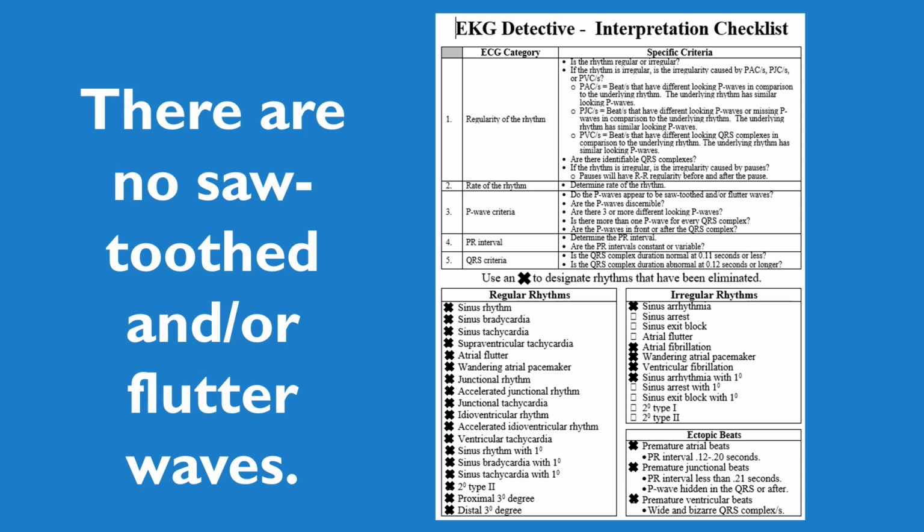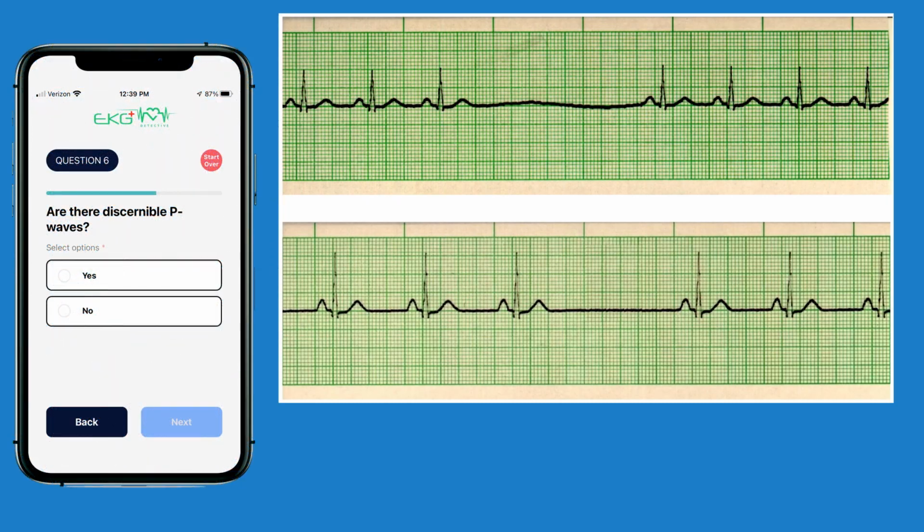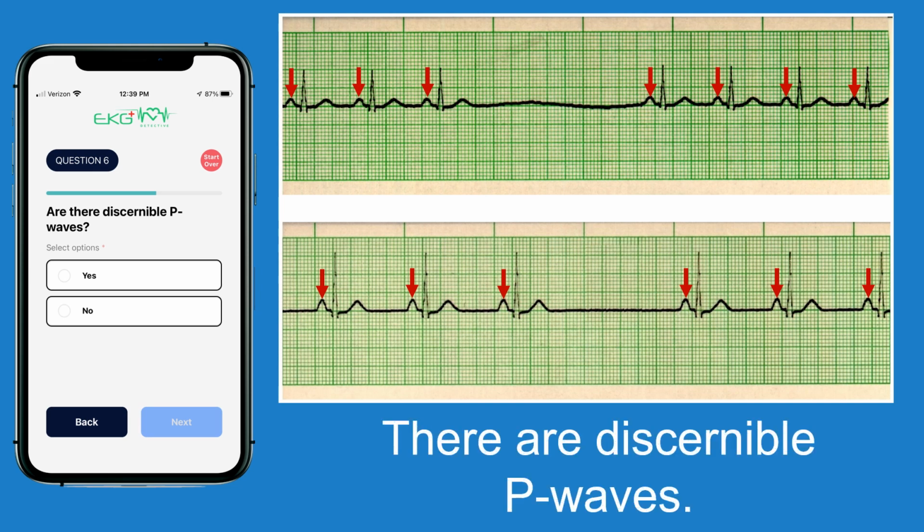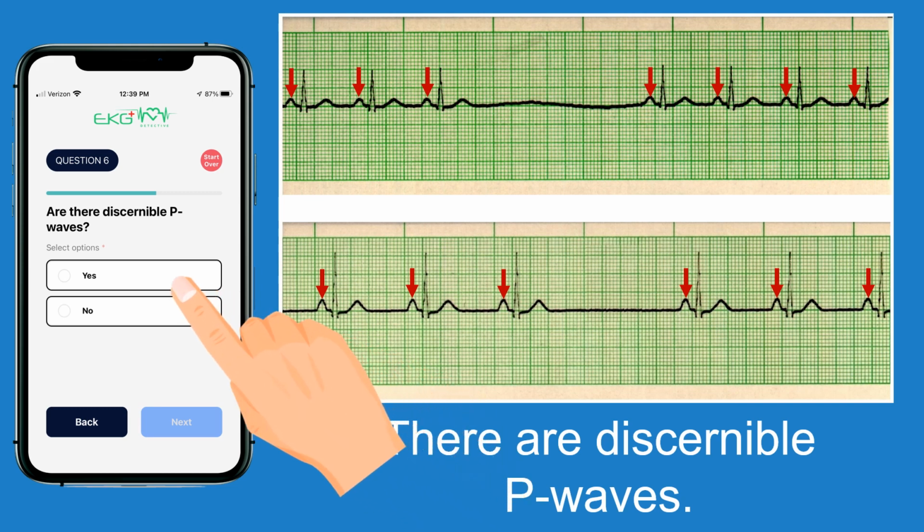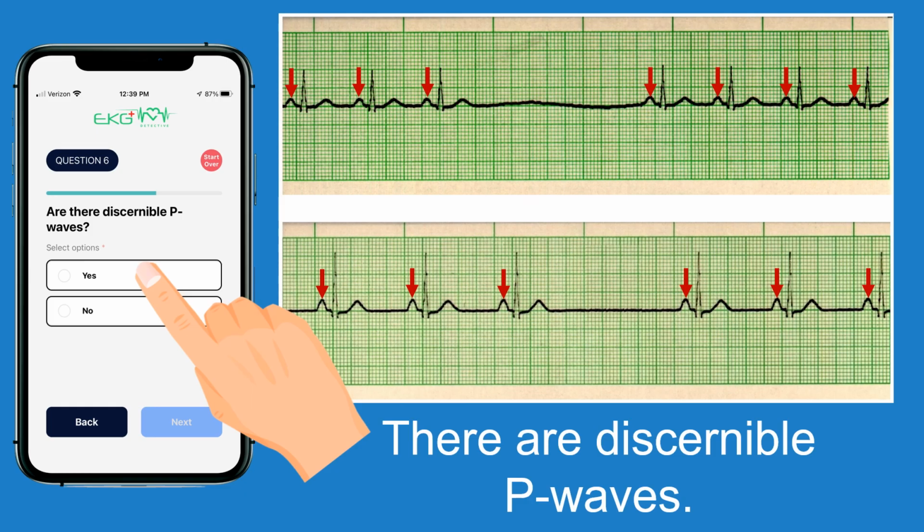Looking at our checklist, since we don't have flutter waves, that allows us to get rid of atrial flutter because flutter is associated with flutter waves or F waves. Question 6 is asking if we have discernible P waves. Looking at these P waves, they appear to be very discernible and right in front of the QRS. So we will go to our app, we will select yes for discernible P waves, then we'll hit next to go to the next screen.